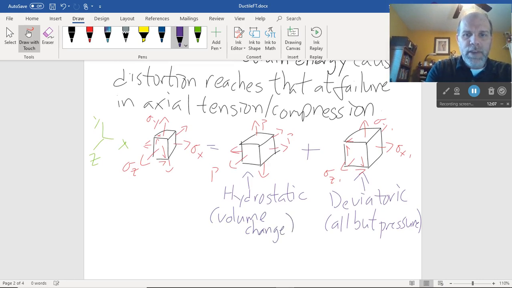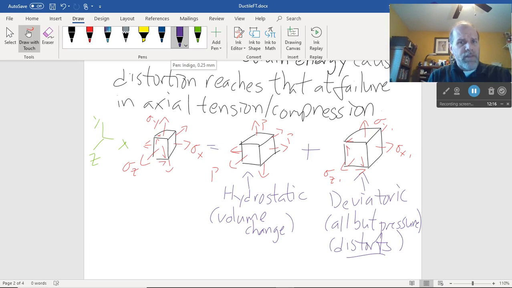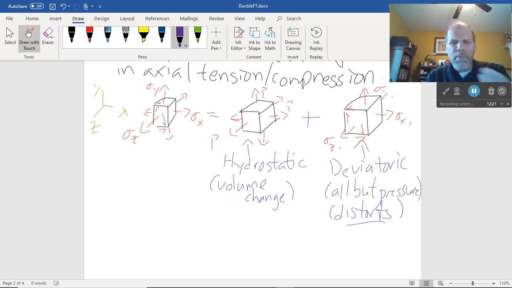That's all it does. This deviatoric part, that's where the distortion comes from. That's the first thing you've got to believe, is I can always do this. And I can show that I can always do this, right? And it makes some mathematical sense.